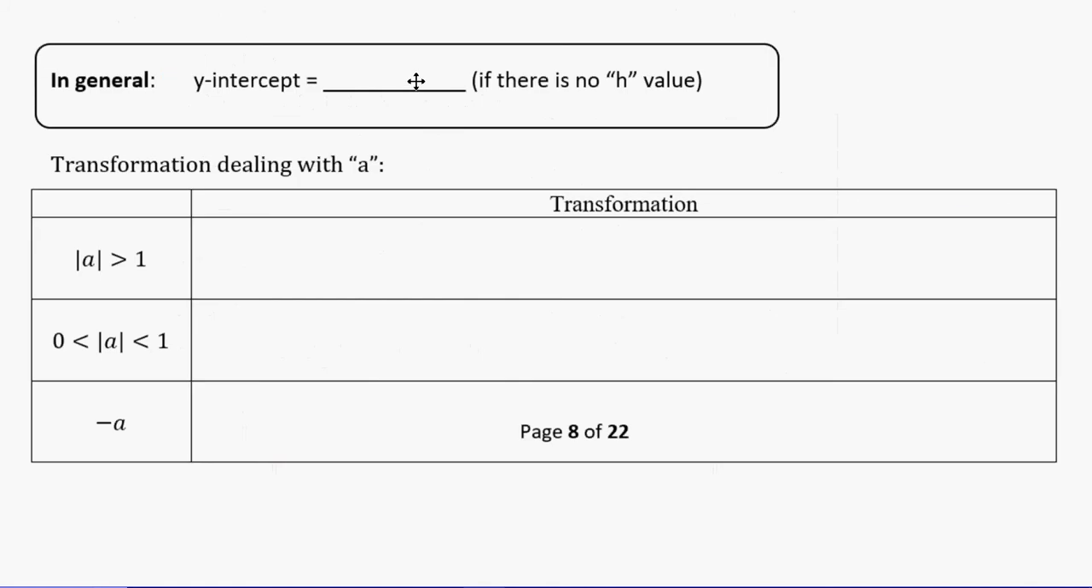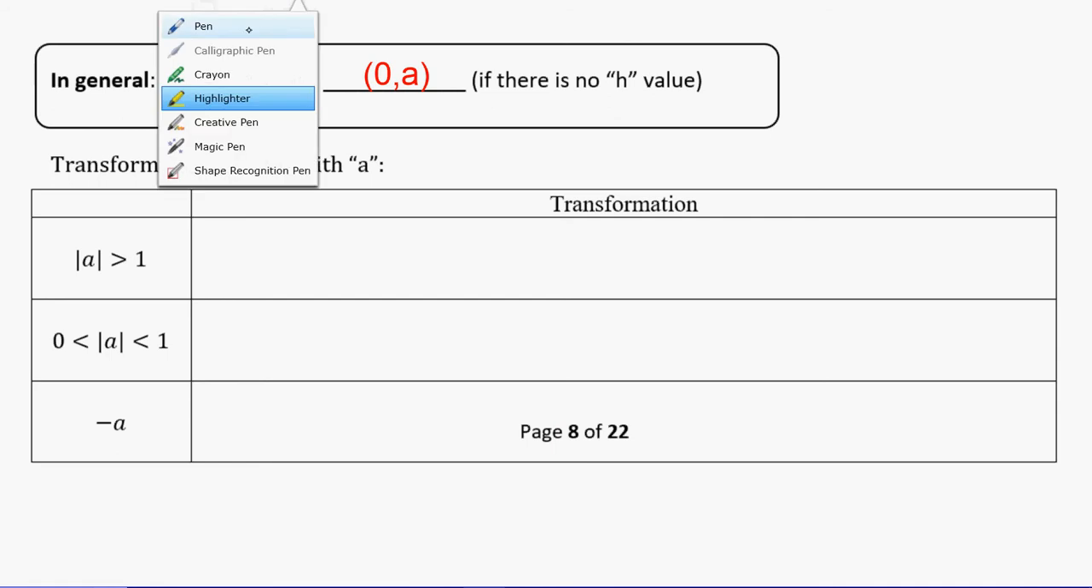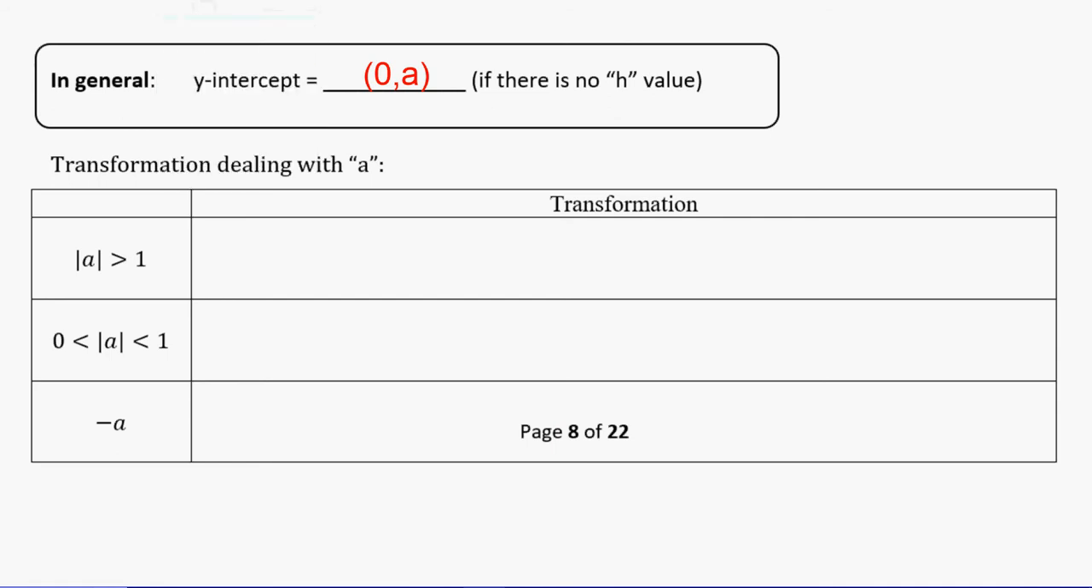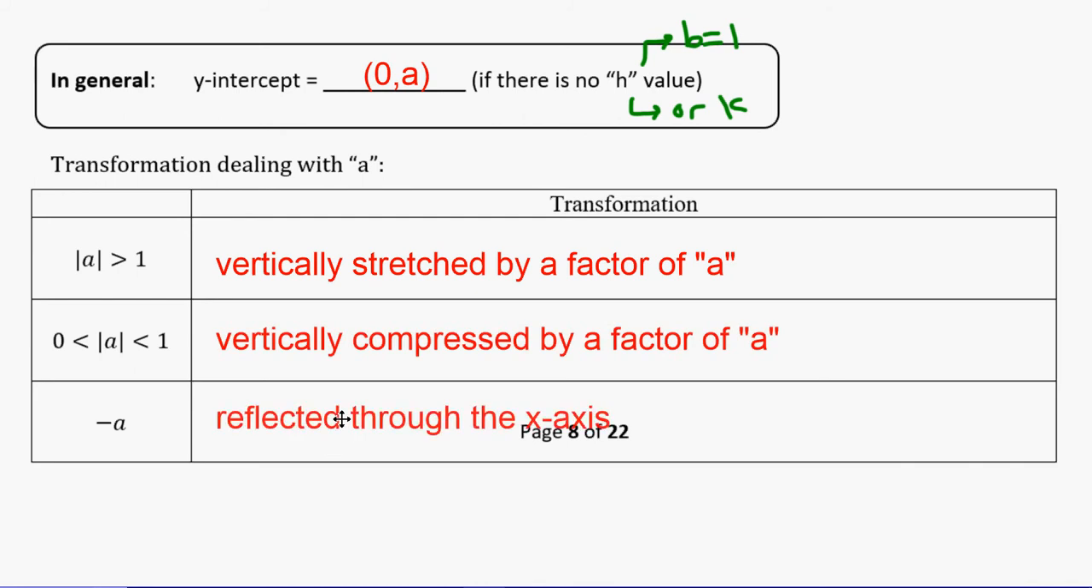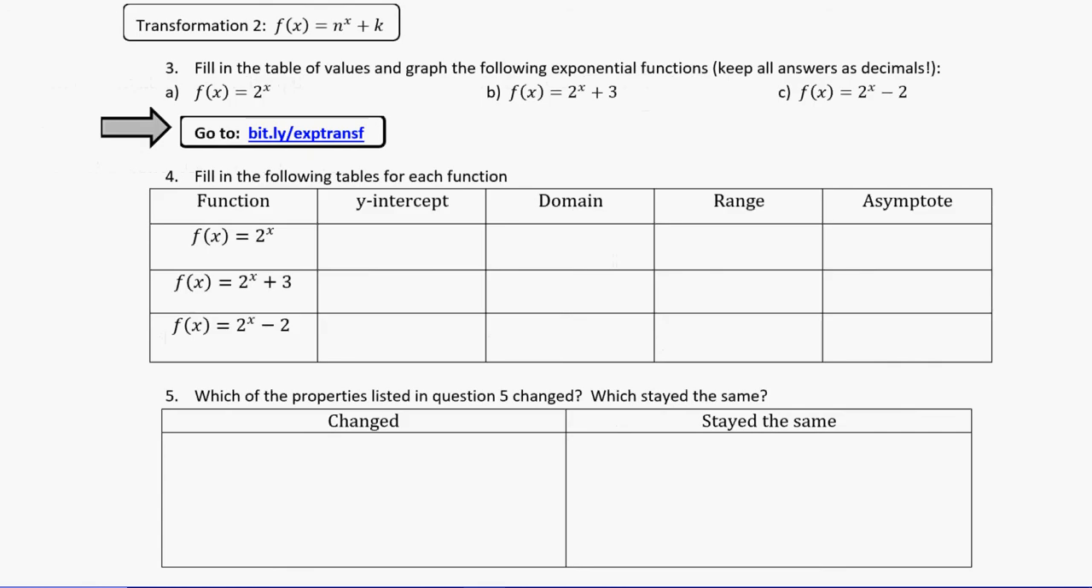In general, y equals 0, a. This is only if there is no h or k and my b value is 1. So if a is greater than 1, vertically stretched by a factor of a; between 0 and 1, vertically compressed by a factor of a; and if a is negative, reflected through the x-axis. I'm not going to spend any time on that. That is a unit 3. We also did that in unit 5. All right, let's look at the next one.